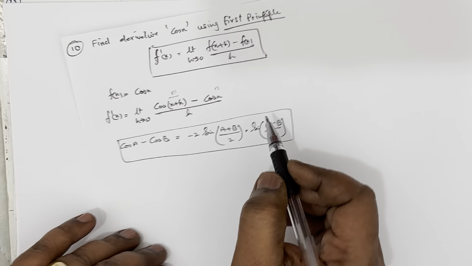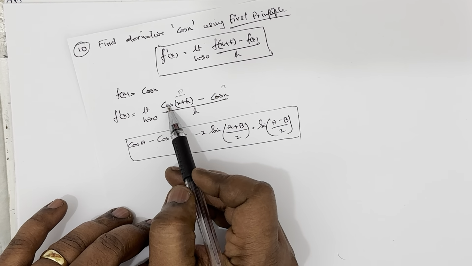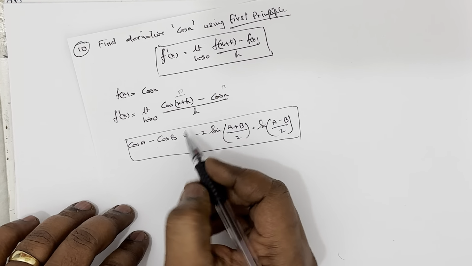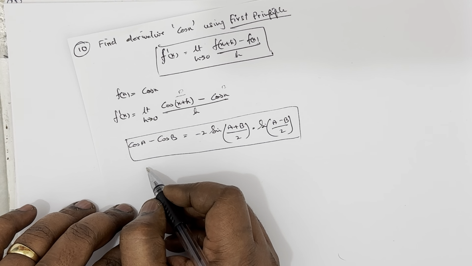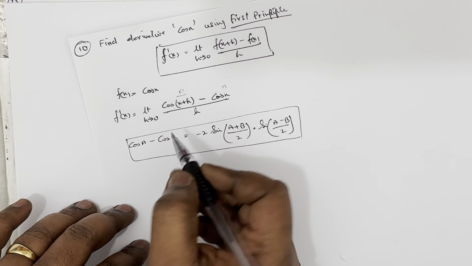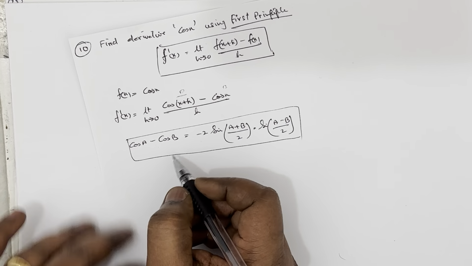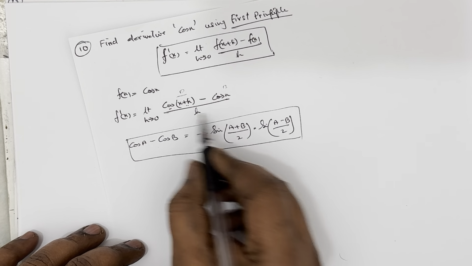Now we can do it in another way also, that is considering only this function cos of a plus b. First we'll do this, then we'll try the other method also using that formula. Now cos a minus cos b, let's expand this in this way.